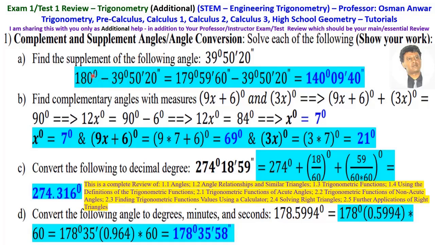So the 180 degree, we will borrow 1 degree and convert it to 59 minutes and 60 seconds. Then this becomes 179 degree, 59 minutes and 60 seconds minus 39 degree, 50 minutes and 20 seconds. So 60 seconds minus 20 seconds is 40 seconds. 59 minutes minus 50 minutes is 9 minutes. 179 degree minus 39 degree is 140 degree.